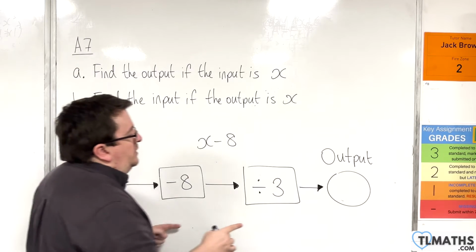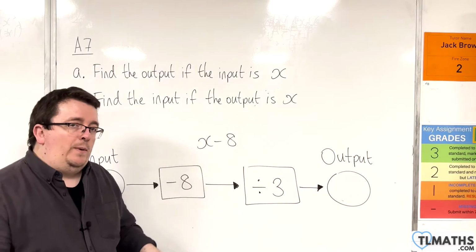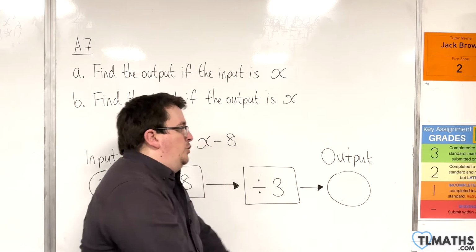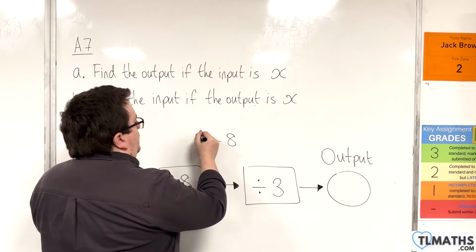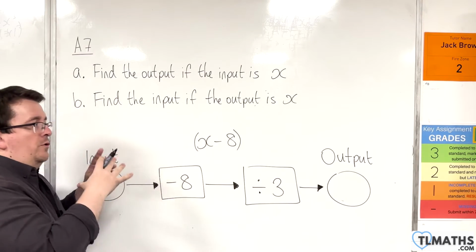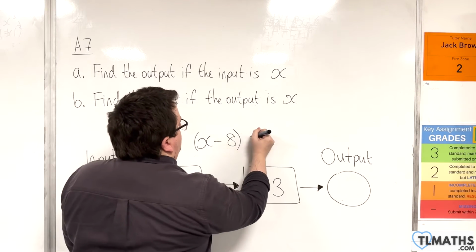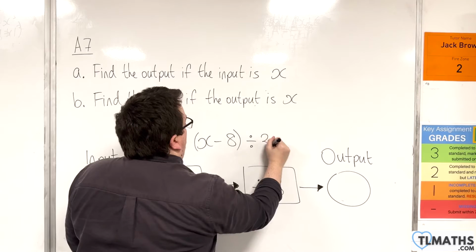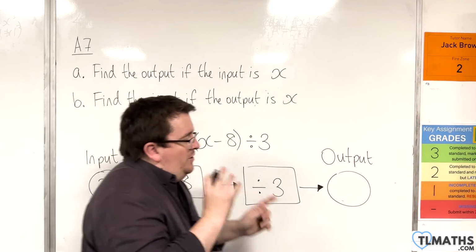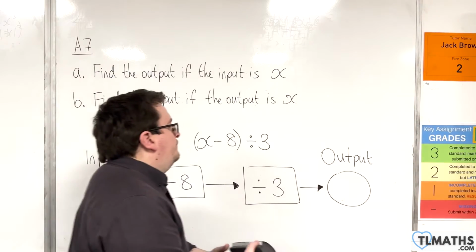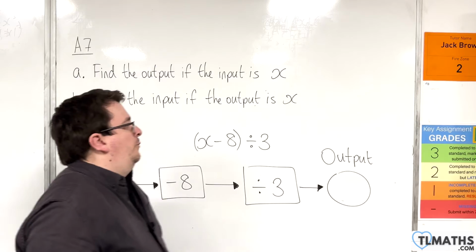We're then going to divide by 3. So we're putting all of x take away 8 into the next function machine. So we're going to divide everything by 3. Now, because you're putting it all through, just like we did in the previous video, put a bracket around the x take away 8. And then we're dividing by 3. So you could write it like that. But it's not the nicest way of writing it. So I'll leave it there for the moment. That's not the nicest way of writing it.